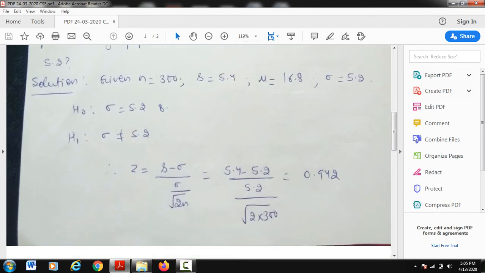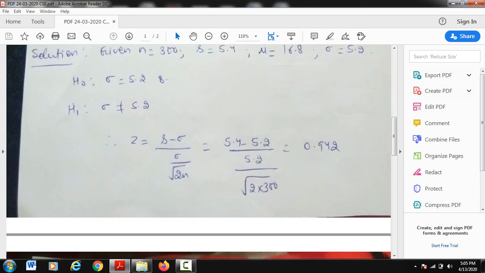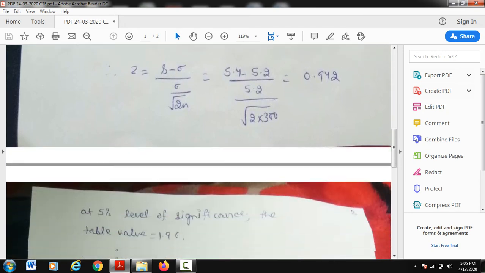Here I am going to use a Z statistic because the sample size is greater than 30, it is of size 300. The formula for the Z statistic is (s minus sigma) over sigma under root 2n. The value of s is 5.4, sigma is 5.2 and n is 300. So students, please verify this calculation. The value comes to be 0.942.